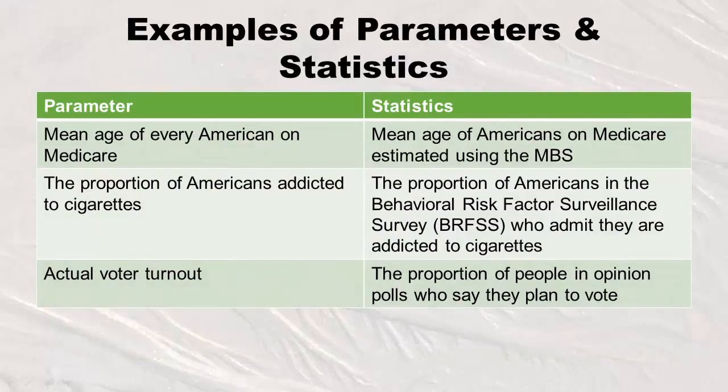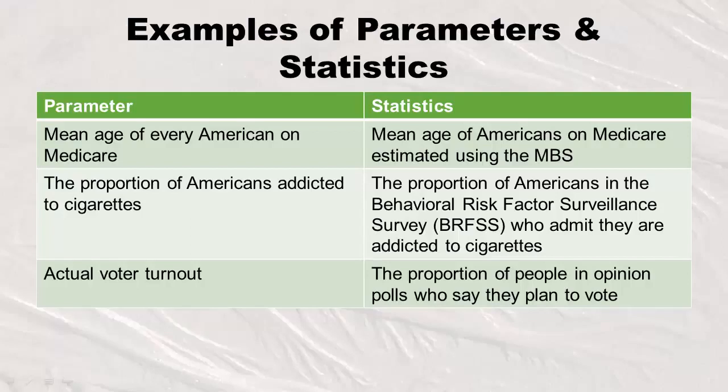So here's an example of parameters and statistics that are based on the same population. For example, the mean age of every American on Medicare is a parameter. That's every single person. However, remember the Medicare Beneficiary Survey? That's just a sample. So if we took the mean age of those people, we would just have a statistic. And again, you just have to pay attention because if you listen to the news, you'll hear them use the word statistic to mean both parameter and statistic.